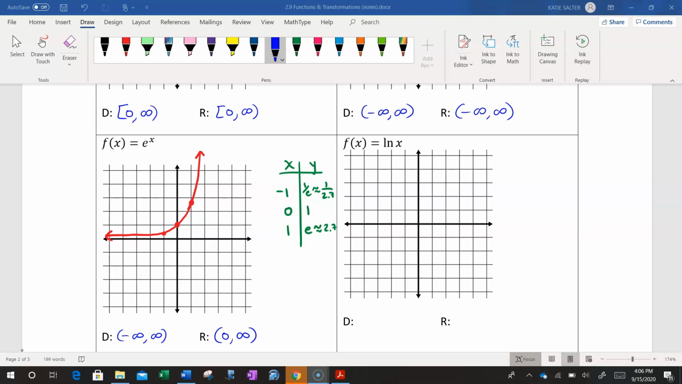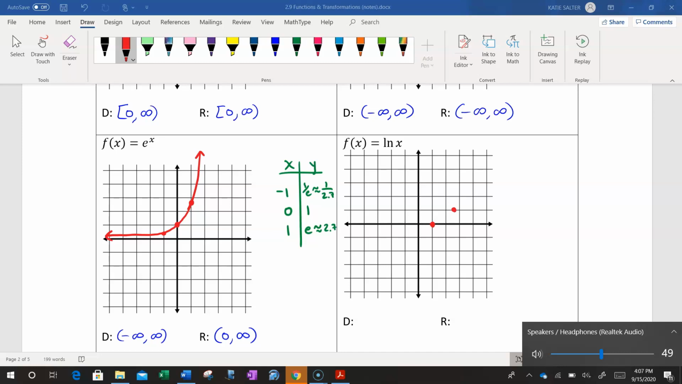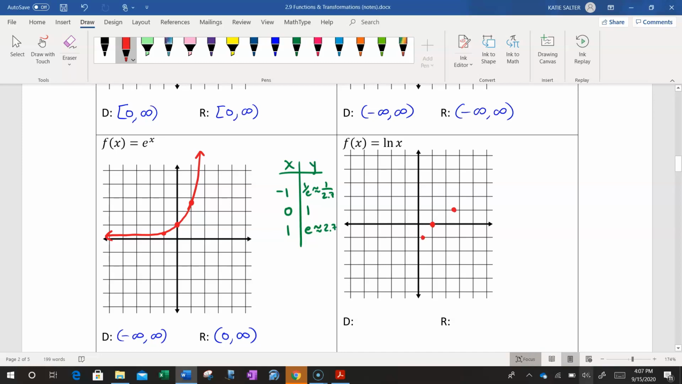So instead of having the point 0, 1, we're going to have the point 1, 0. Instead of having 1, e, we're going to have e, 1. So again, e is about 2.7. So we go over about 2.7 up to 1. Instead of having negative 1, 1 over e, we're going to have 1 over e, negative 1. We know that exponential functions have that horizontal asymptote at y equals 0. Therefore, the logarithmic function has that vertical asymptote at x equals 0. And so it's just going to look like this.